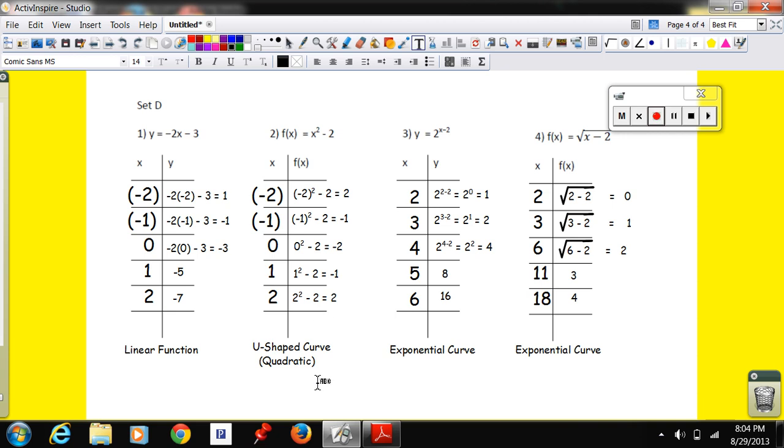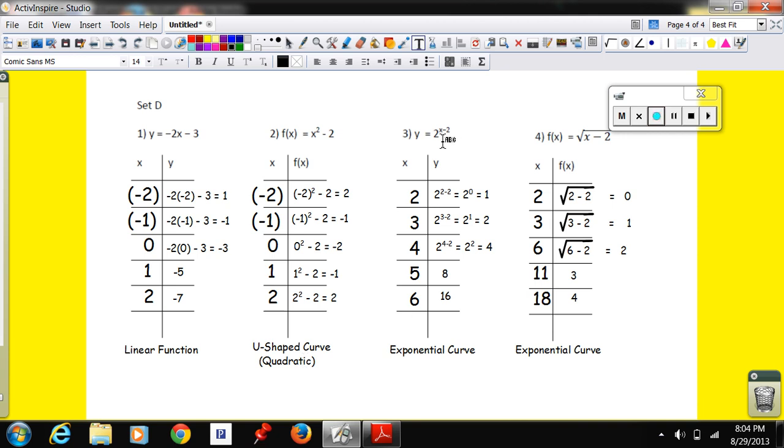Another quadratic, another x squared. So it's going to be a U-shaped curve. Make sure you plug in negative 2 squared minus 2. You're going to get 4 minus 2, which is 2. 1 minus 2 is negative 1. 0 minus 2 is negative 2. You come back up to negative 1, back up to positive 2. You'll have your U-shaped curve.